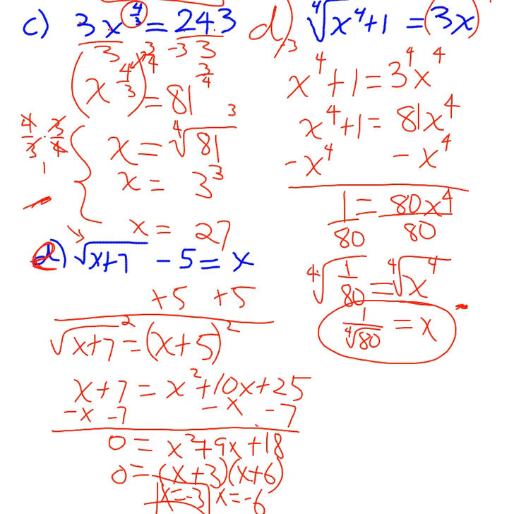Plugging in the negative 6. I get negative 6 plus 7 is 1. The square root of 1 is 1. 1 minus 5 is negative 4. Right?